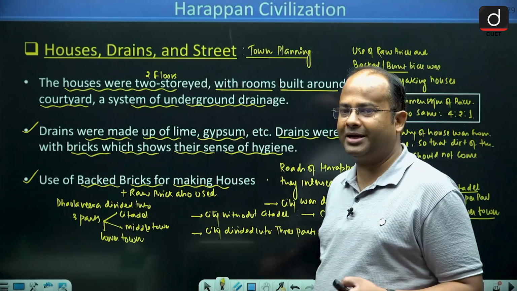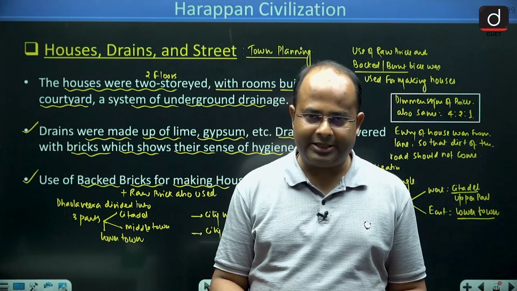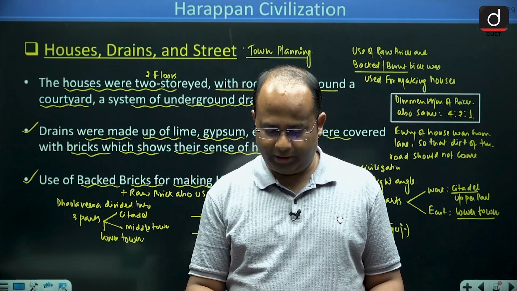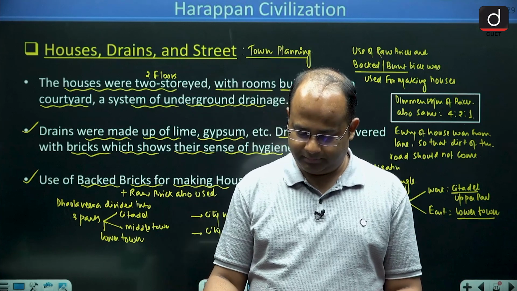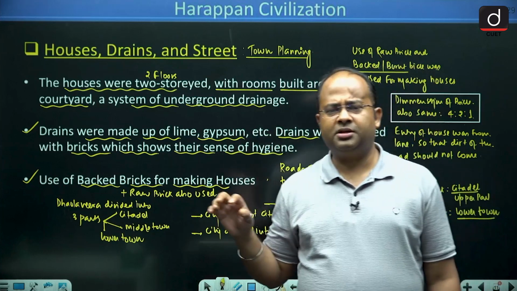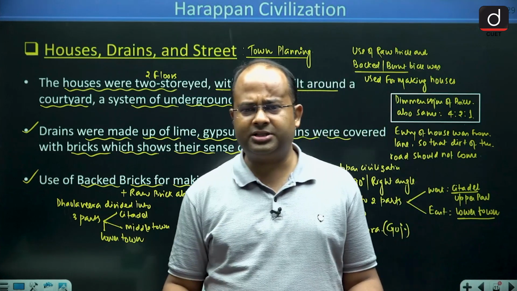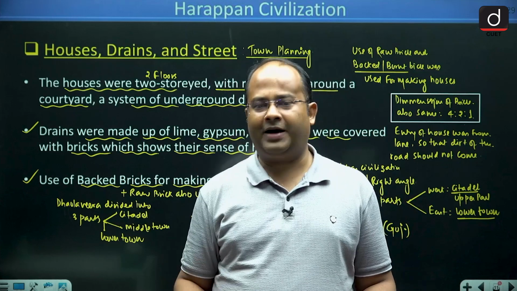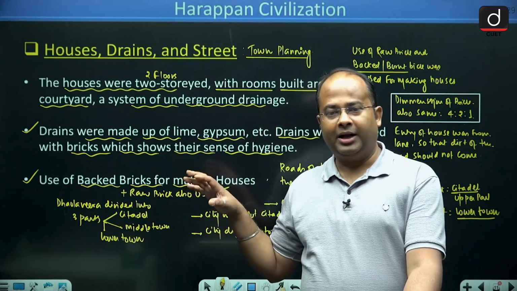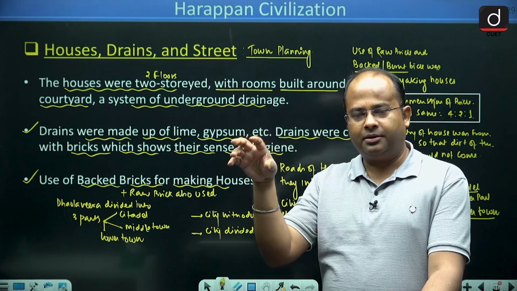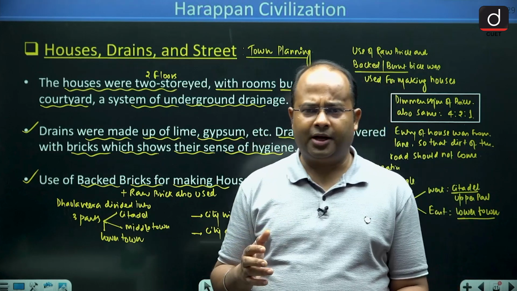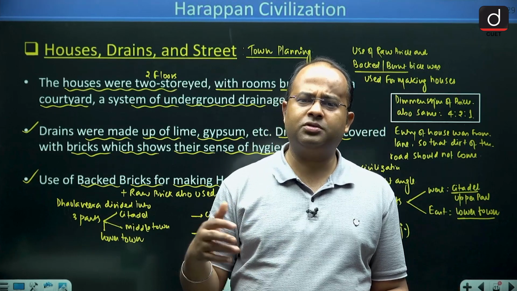Chandhudo is now in Pakistan, and this was a city without citadel. Now you might be thinking, why was it a city without citadel? Because friends, this place Chandhudo was an industrial city where you will find a beads making factory. And since it was an industrial city, the level of income of the people was almost the same.